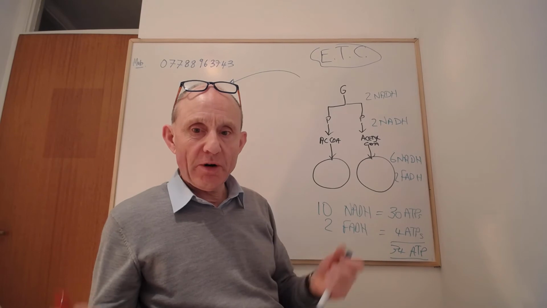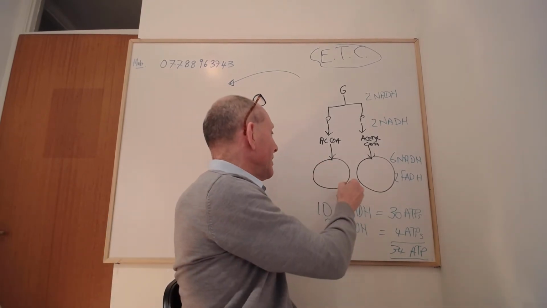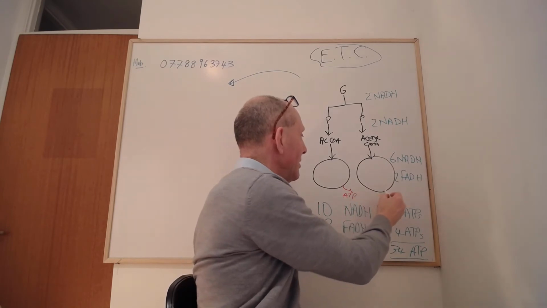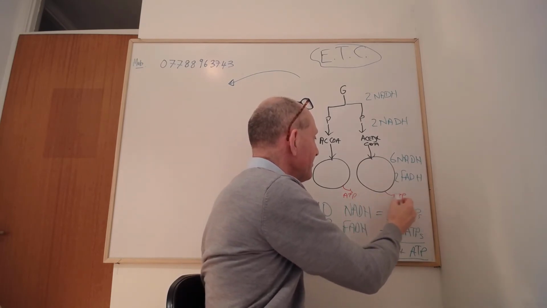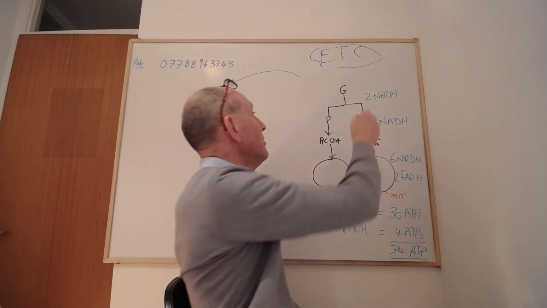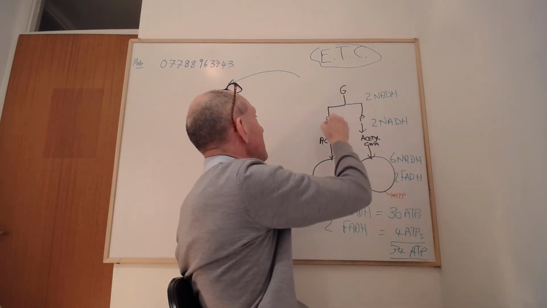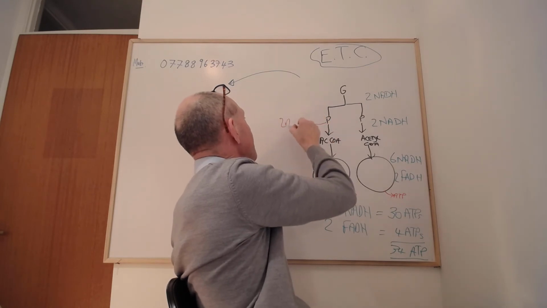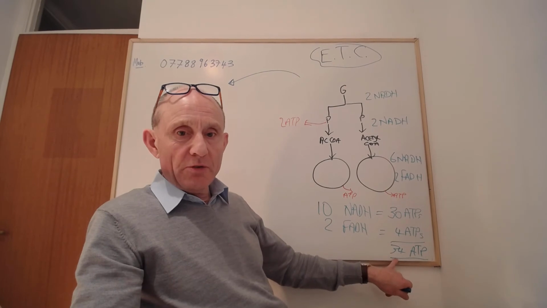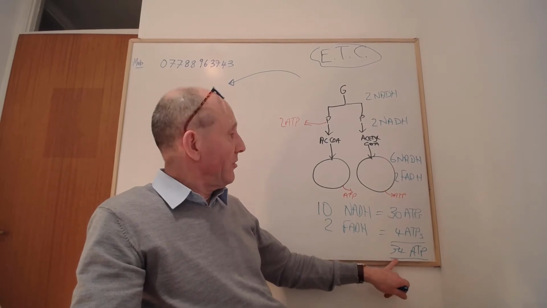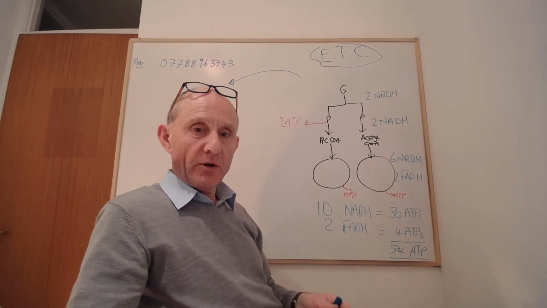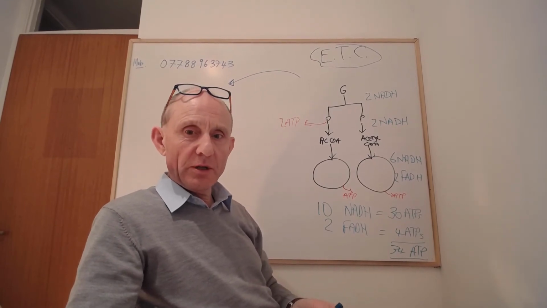And if you remember the other ATPs, you got a little ATP made in each turn of the Krebs cycle. That was 2. And then you remember glycolysis made you 2 ATPs. So you have 34 ATPs from the electron transport chain, and then a further 4, which gives you 38. So there's your 38 ATPs.